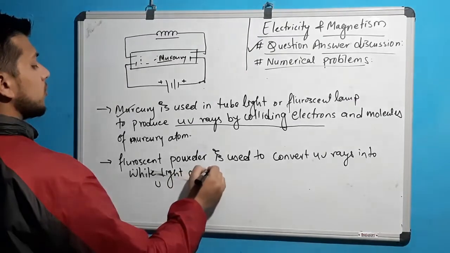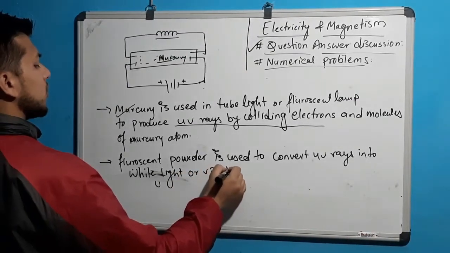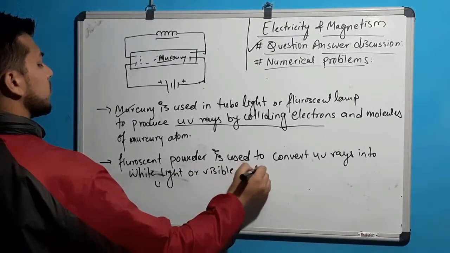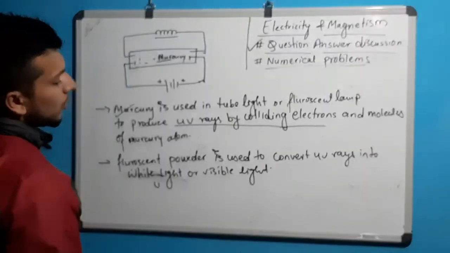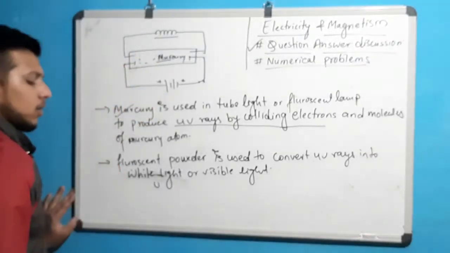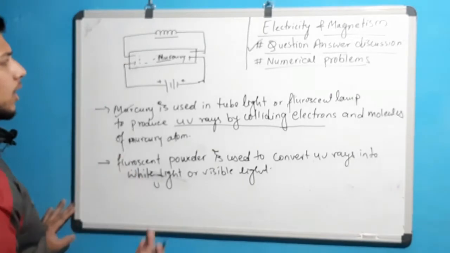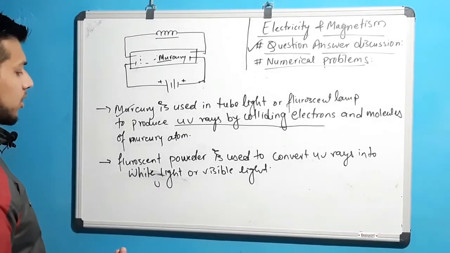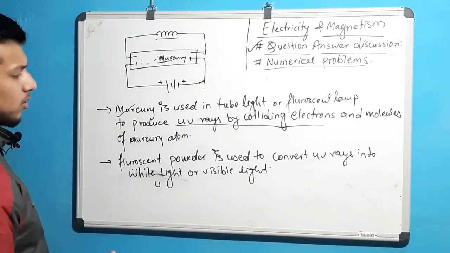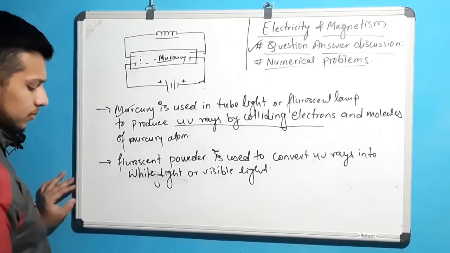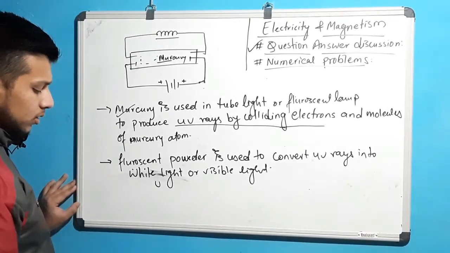Or visible light. To produce visible light from UV rays, what do we use? Fluorescent powder is used.